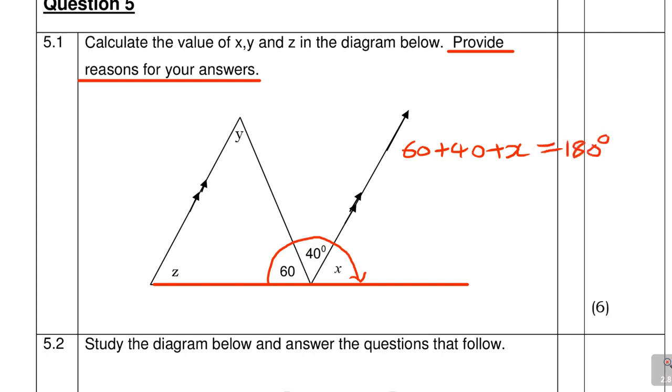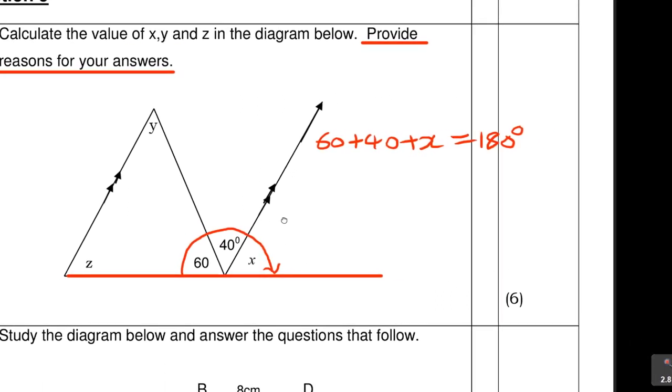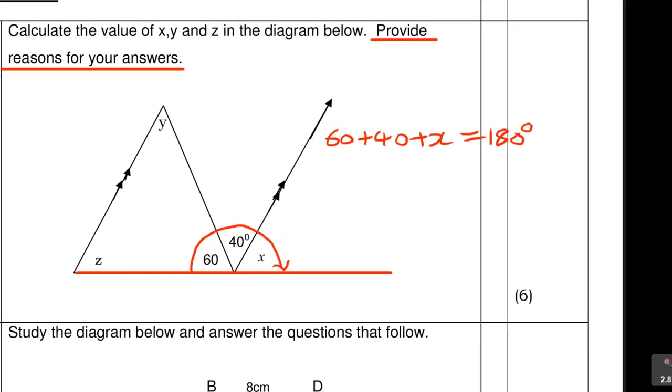180 degrees. Remember, they said you need to provide reasons. So in here, let's have some more space so that we can provide reasons. What is the reason here? You are going to say angles in a straight line. Okay, sometimes angles, you can write it like this. So these are angles in a straight line. Don't forget, angles in a straight line, what is their total? They add up to 180 degrees.